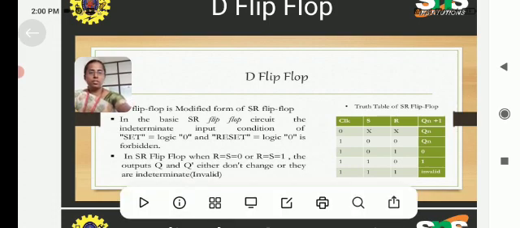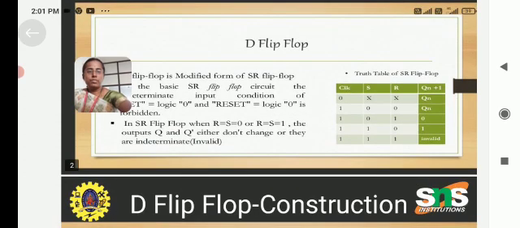Here is the truth table of the SR flip-flop. If set is 1, the output is 1, which is indicated by row 4. If set is 0, the output is 0. If reset is 1, it will reset the output to 0. Here, if set is 1, the output Q of n plus 1 is 1, and if reset is 1, the output is 0.